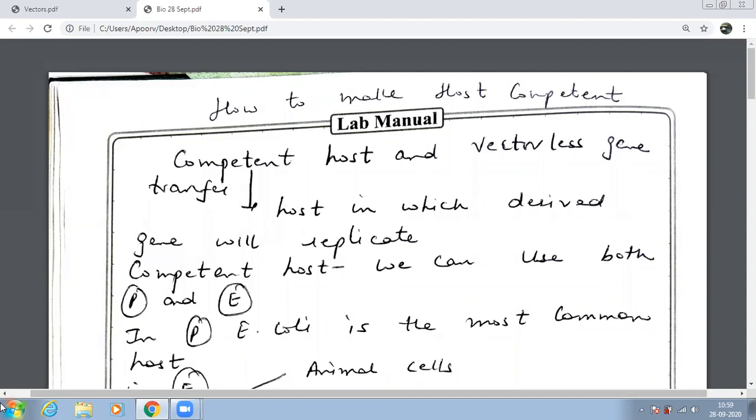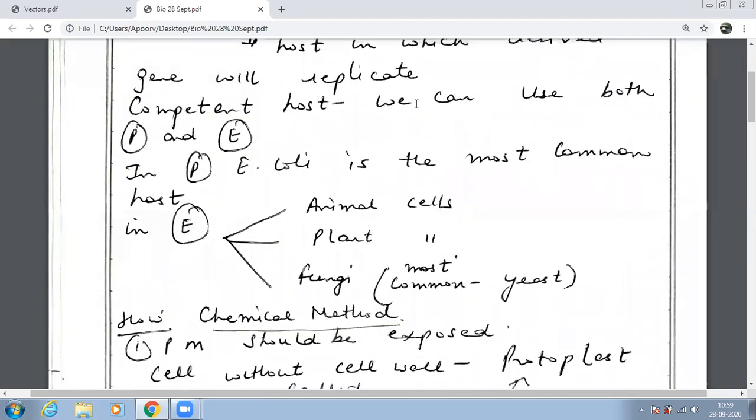Okay. But ये ready-made नहीं आते हैं. You have to make your host competent. How to make your host competent? The host automatically is not competent. You have to prepare it in such a way that it is ready to accept the gene and ensure that the gene is replicating. Now, let me tell you about competent hosts.